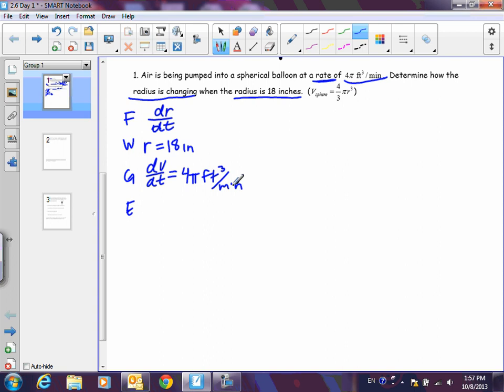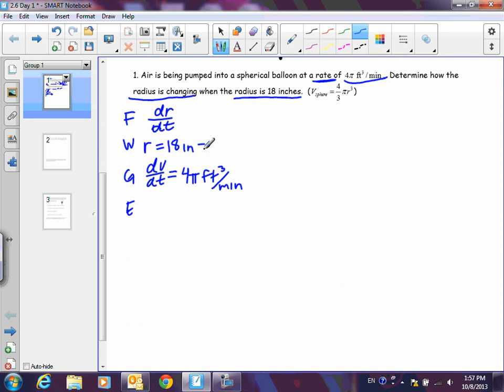And I already have an issue. What's my problem? What's not really measuring up? What's not lining up here? Feet and inches. I need to change one. Which one is easier? You think it's easier to change the radius or the dV over dt? Change the radius, because if I do this here, my scale factor has to be cubed. I don't want to do that.